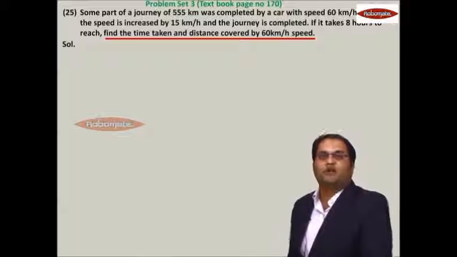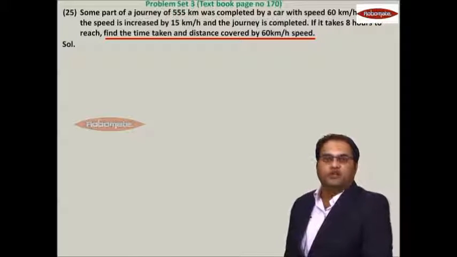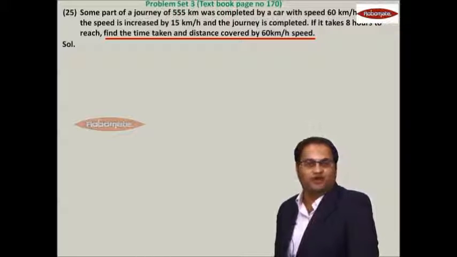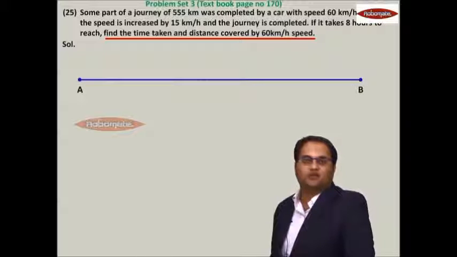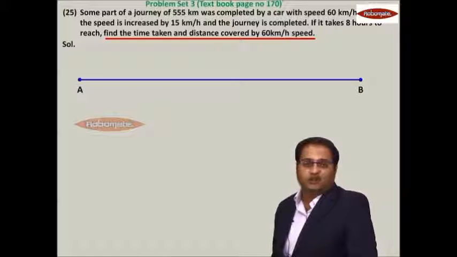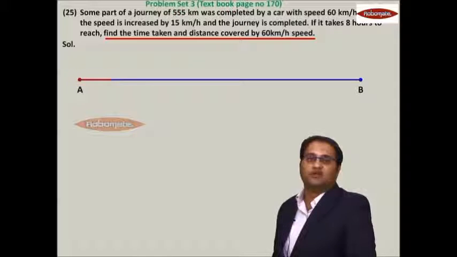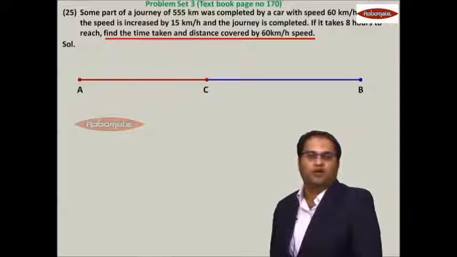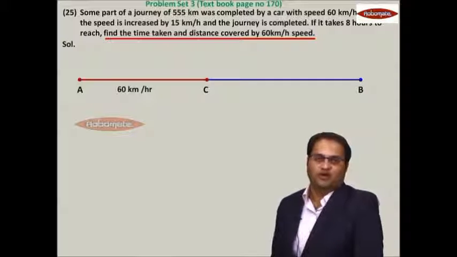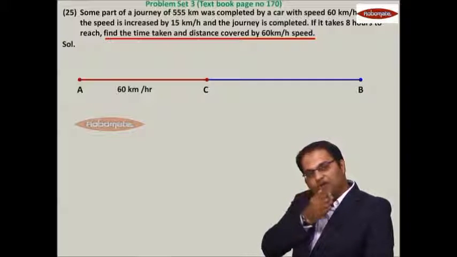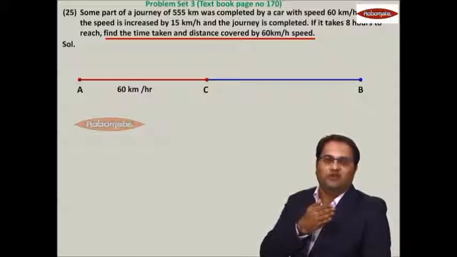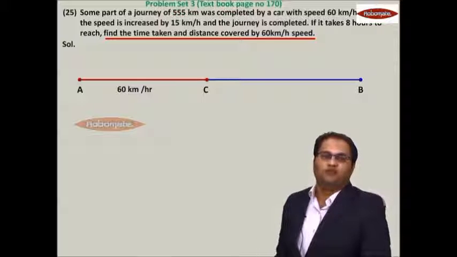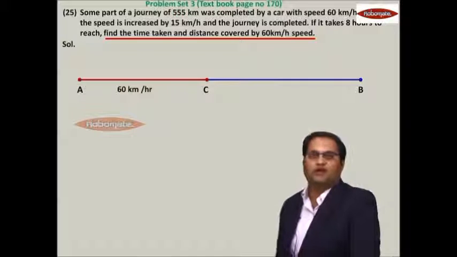What is given? The first statement, some part of a journey of 555 kilometers was completed by a car with speed 60 kilometers per hour. Say the journey is from A to B. Some part of the journey, not the entire journey, say from A to C, was completed by a car with speed of 60 kilometers per hour. The total distance from A to B is given as 555 kilometers. Now let's see what happened next.